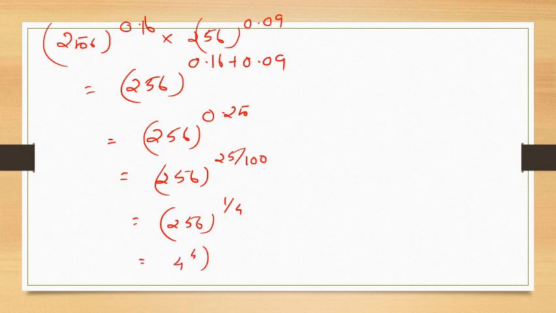256 is what actually? 4 raised to 4, raised to 1 by 4. 4 raised to 4 raised to 1 by 4 is what actually? 4 raised to 4 into 1 by 4, 4 raised to 1. 4 raised to 1 is what? 4.